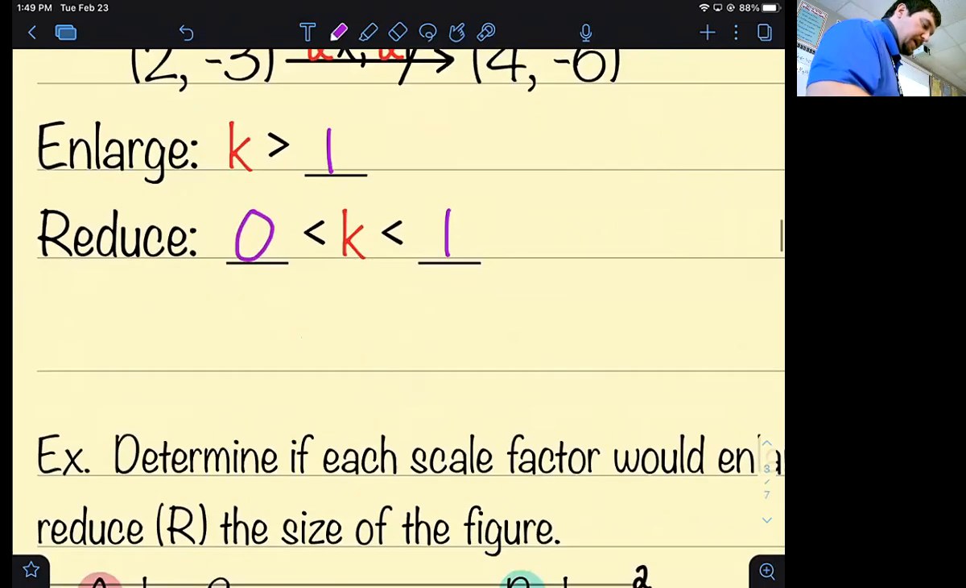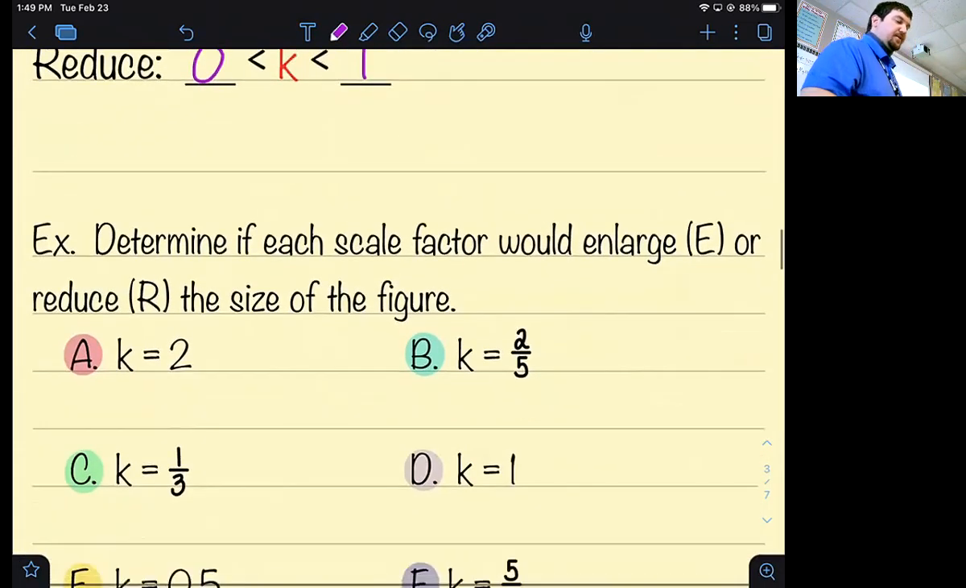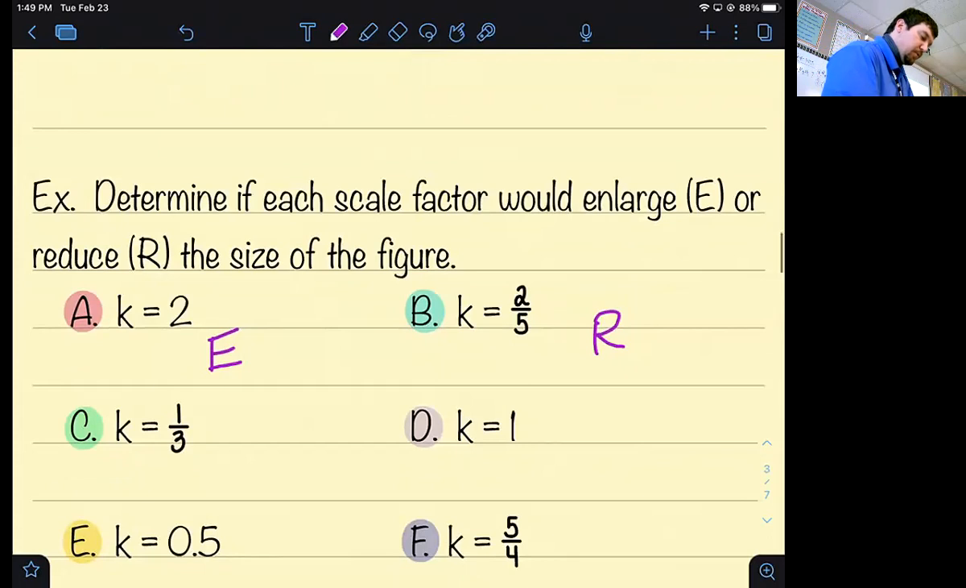Okay. Determine if the scale factor would enlarge or reduce the shape. Multiplying by 2. Enlarge. Multiplying by 2/5. Smaller. It's going to shrink it down. Multiplying by 1/3. Reduce it. Multiplying by 1. Same. Nothing's going to happen. I guess S for same. It's going to stay the same. It won't be dilated. You won't even be able to tell anything happened to it.